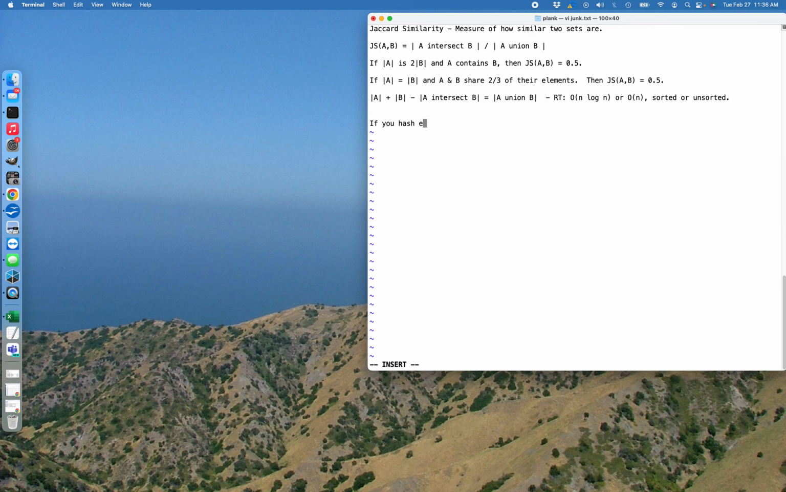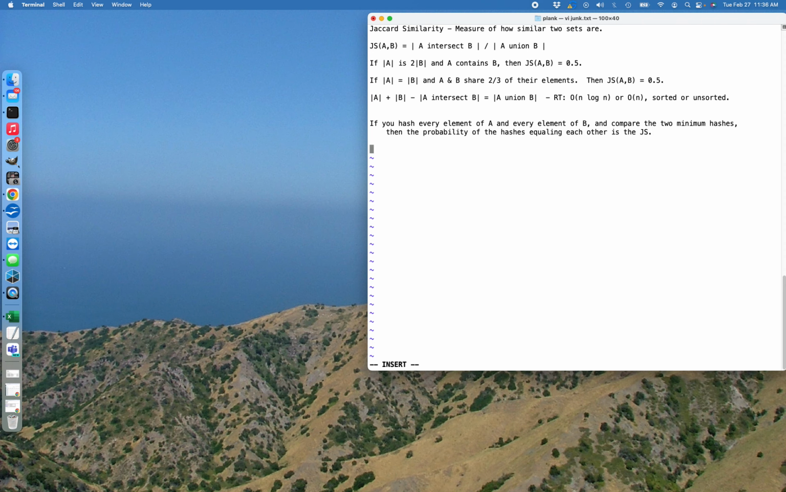If you hash every element of A and every element of B, and compare the two minimum hashes, then the probability of the hashes equaling each other is the Jaccard similarity.